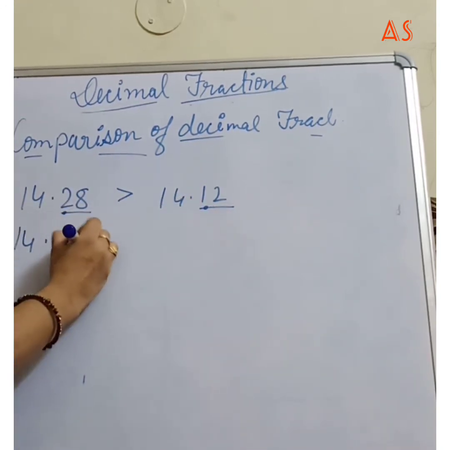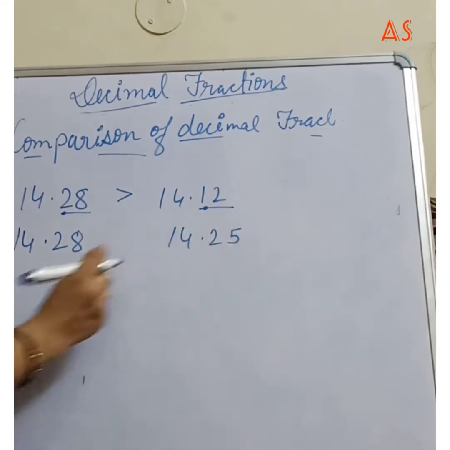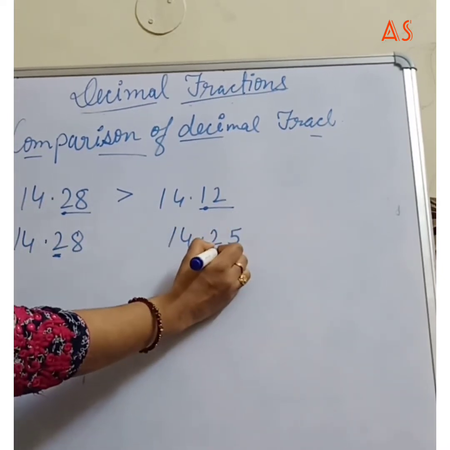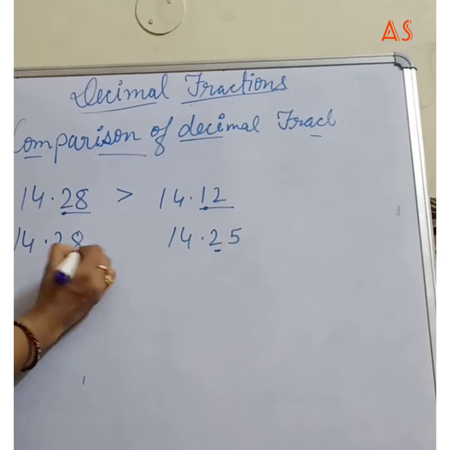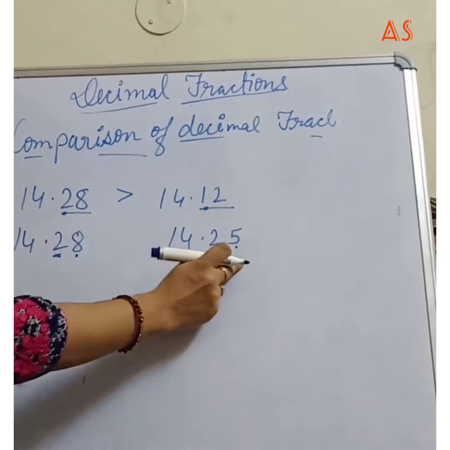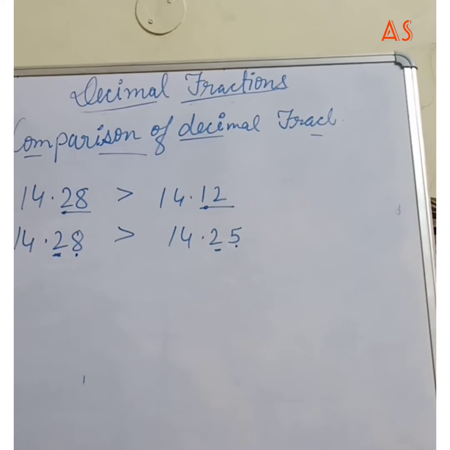Suppose 14.28 and 14.25. Now you can check the first value, now we will move to the second. Second is 8, here 5. So which is greater, 8 or 5? 8 is greater. So this one is greater, we can check.